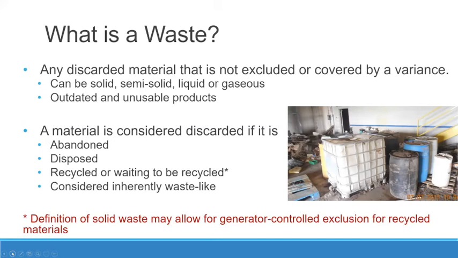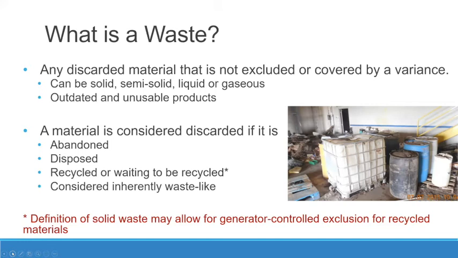And then when you get done reading that definition, and we're going to touch a little bit upon those in today's session, you kind of scratch your head and say, well, geez, I thought I knew what a waste was, and it's really a complicated situation. But starting at the top, it's basically any discarded material that's not excluded or covered by a variance, and that's where it gets complicated, is the exclusions and the variances. And it can be a solid, a semi-solid, a liquid, or a gaseous waste. So it doesn't necessarily have to be a solid waste. It can be really any material that's no longer usable to you as the generator.